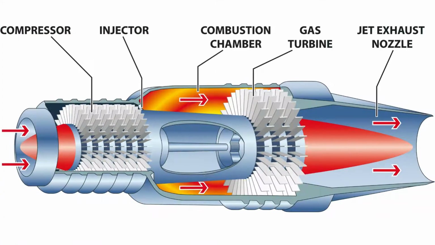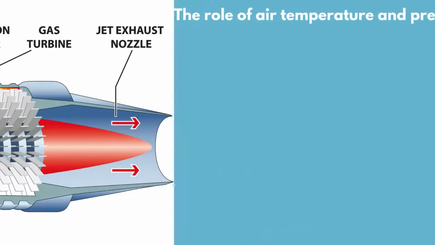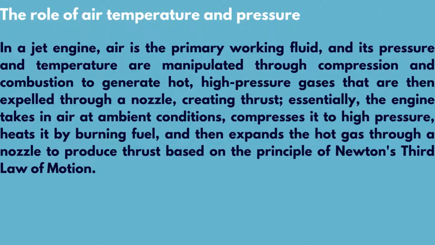However, this is measured and compared using a metric called thrust-specific fuel consumption, TSFC, which indicates how much fuel is needed to produce a unit of thrust, essentially showing the fuel efficiency of an engine. The lower the TSFC, the more efficient the engine is at converting fuel into thrust.